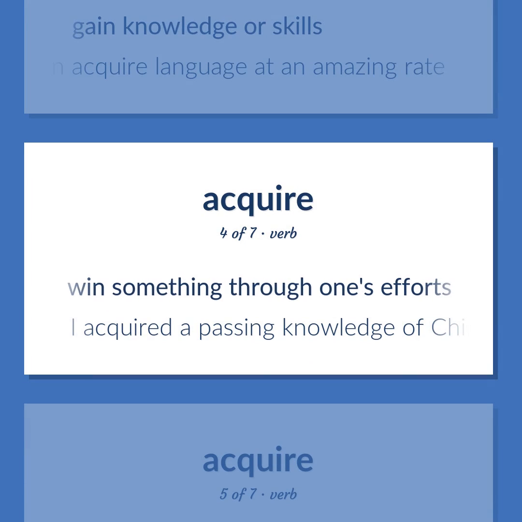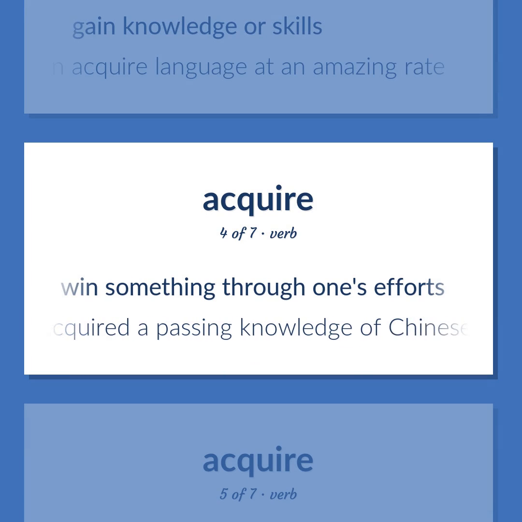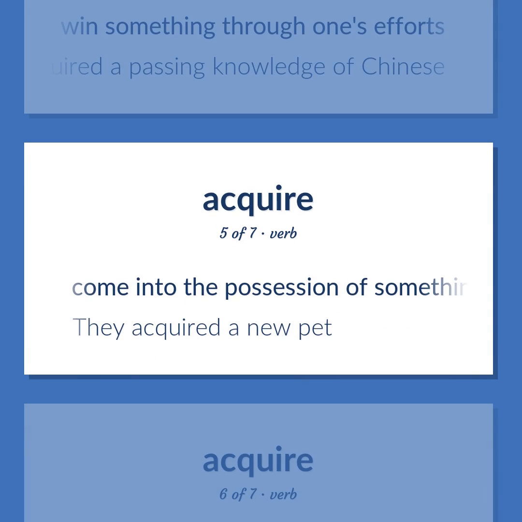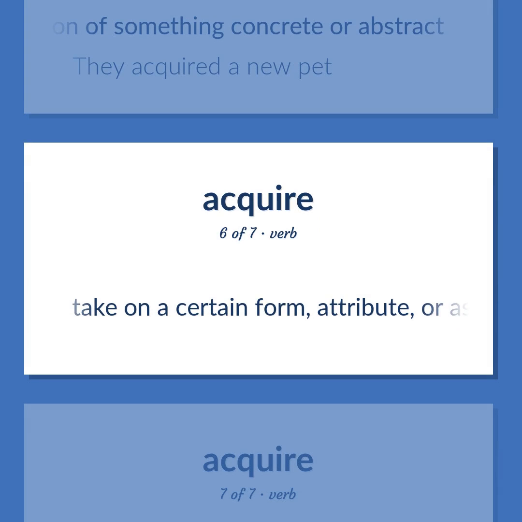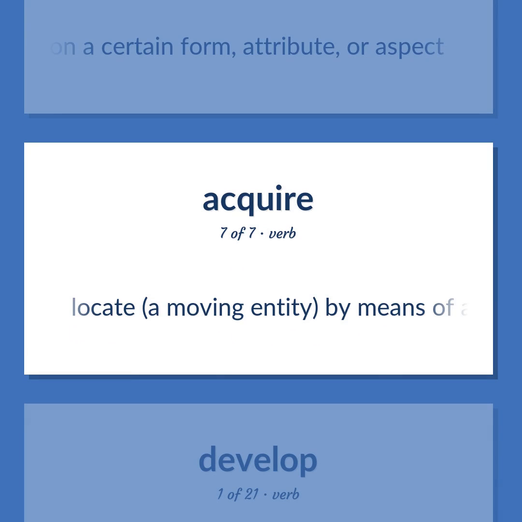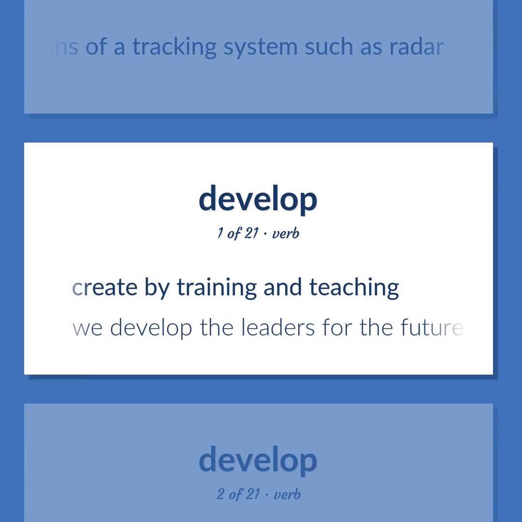Win something through one's efforts. I acquired a passing knowledge of Chinese. Come into the possession of something concrete or abstract. They acquired a new pet. Take on a certain form, attribute, or aspect. Locate a moving entity by means of a tracking system such as radar. Create by training and teaching.